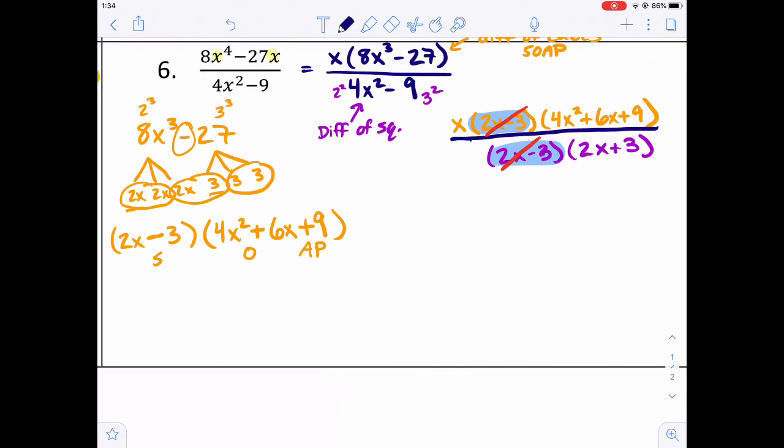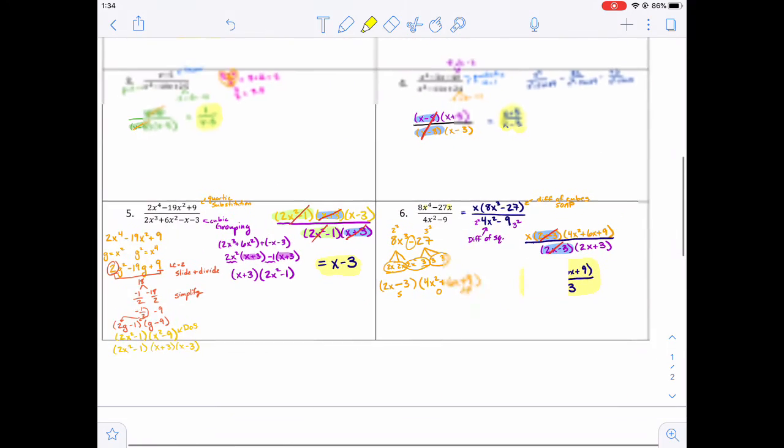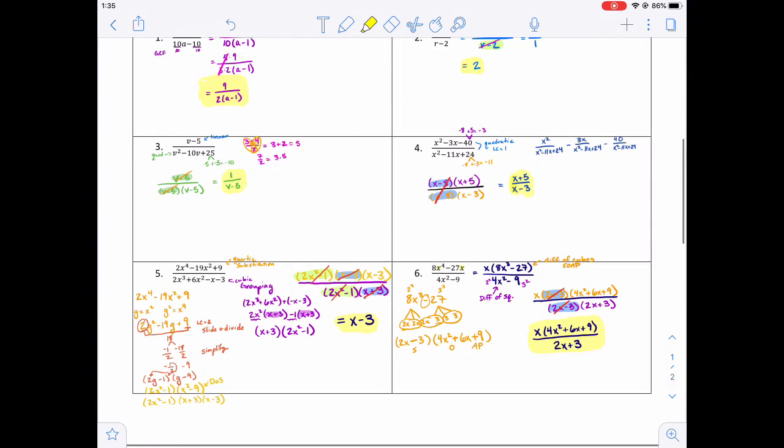And so we are left with x and then 4x squared plus 6x plus 9 on the top. And on the bottom we're left with 2x plus 3. And so this one does not simplify all the way down, but it does simplify a little bit. We can cancel that one term. So that's the sort of simplification we're going to be practicing with rationals for this unit.